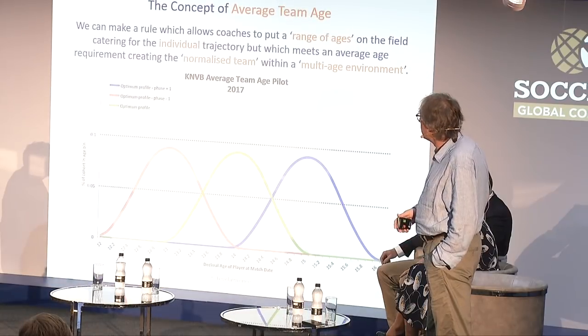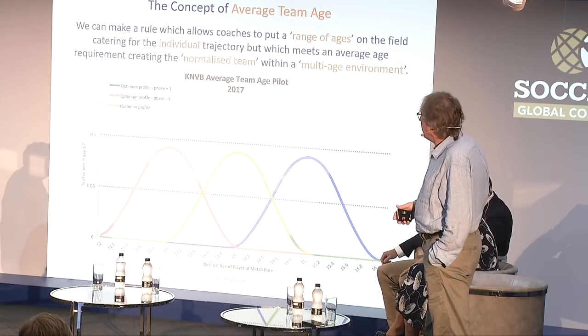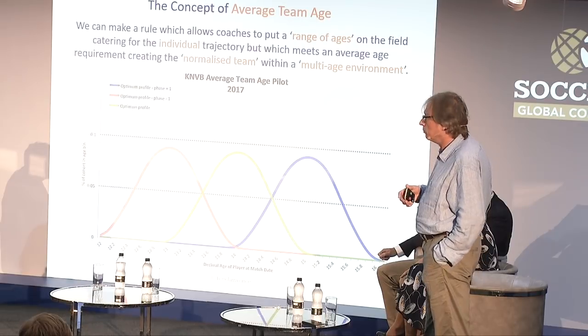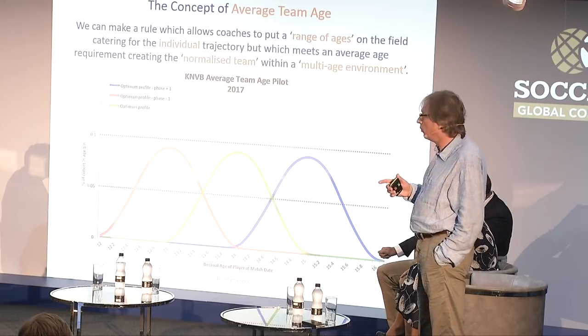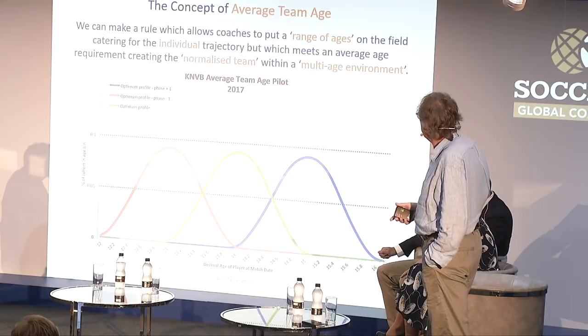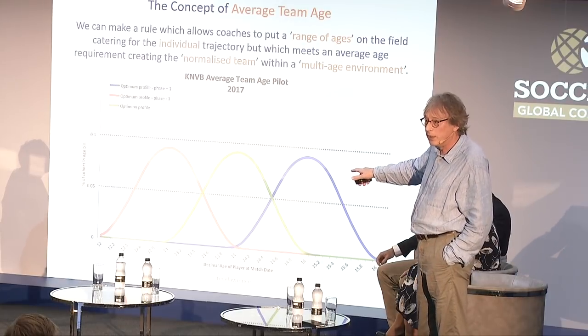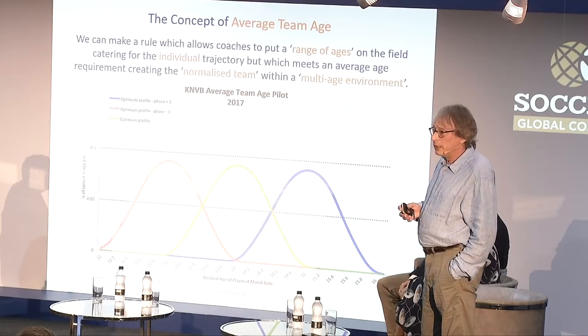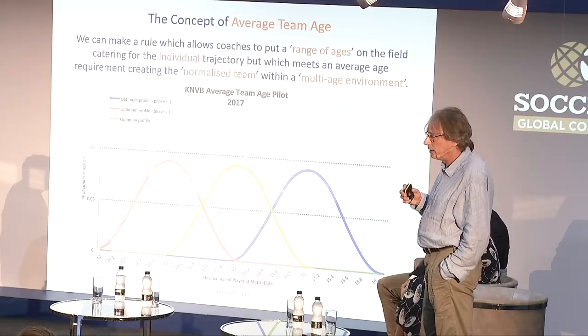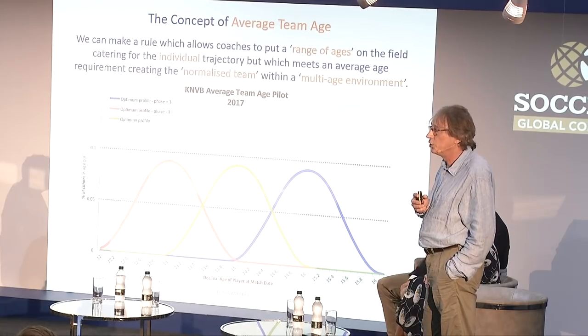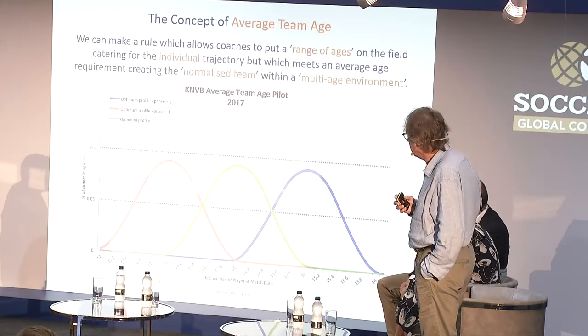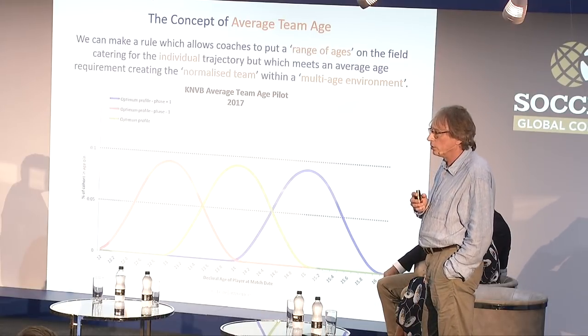So, the concept of average team age. Can we make a rule which allows coaches to put a range of ages on the field, catering for the individual development trajectory, but which meets an average age requirement, creating the normalized team, the normalized curve that I showed you earlier, and within a multi-age environment? Well, I believe that we can. And we ran a pilot in Zeist. The KNVB ran a pilot, just 54 matches so far at Easter, and another pilot is starting in October.